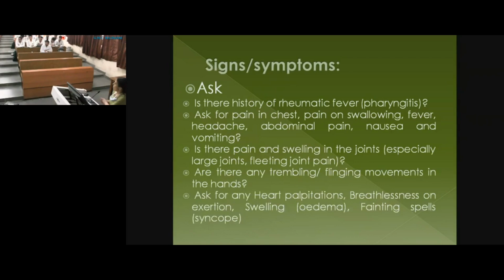So what do you ask them? Was there a history of rheumatic fever? Will the child have a streptococcal infection at the time of joint pain, arthritis? No, because it is not an infection. It is an immunological phenomenon. So there will be a history from 2 to 3 weeks back. Then again you ask them about joint pains, joint pain in the joints, right? Chest pain, swallowing difficulty, trembling, flinging of the hands.